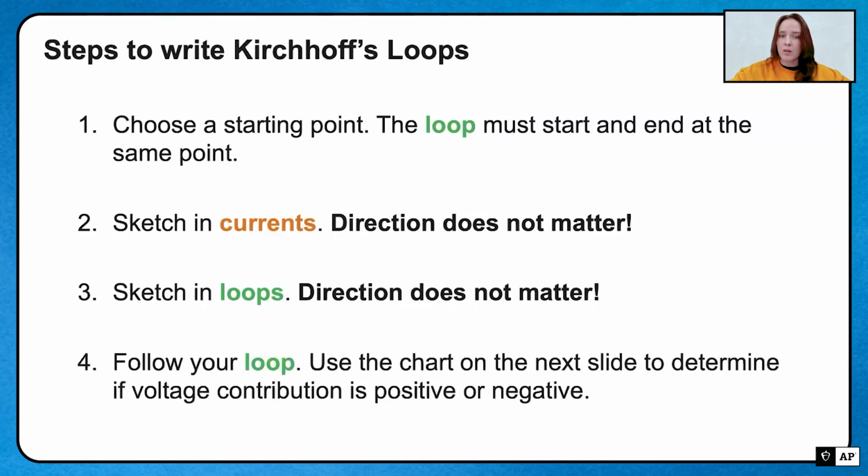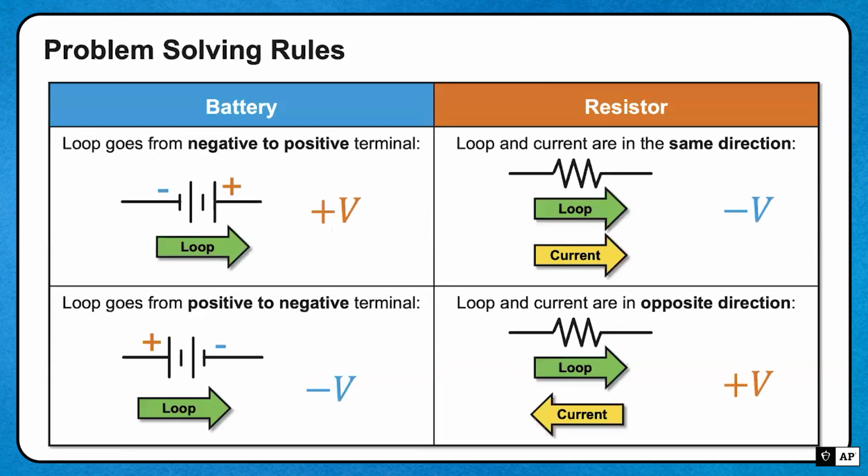Now we're going to follow our loop and add or subtract the voltage contribution from each piece as we go around. I made a handy chart to tell you if it is a positive or negative contribution. If we encounter a battery while following our loop, and we go from the negative terminal to the positive terminal, we are getting a boost from that battery, so we add to our voltage. However, if we go through the battery backwards, from positive to negative terminal, the battery is holding us back, working against us, so we subtract that voltage from our loop equation.